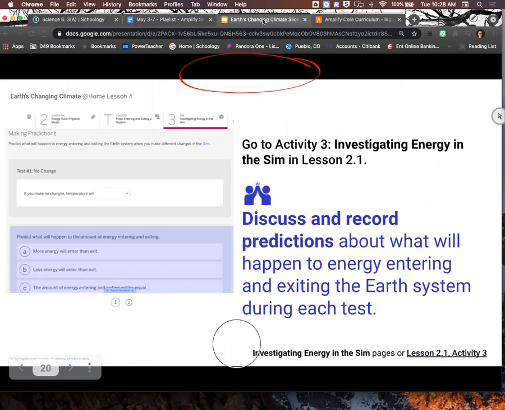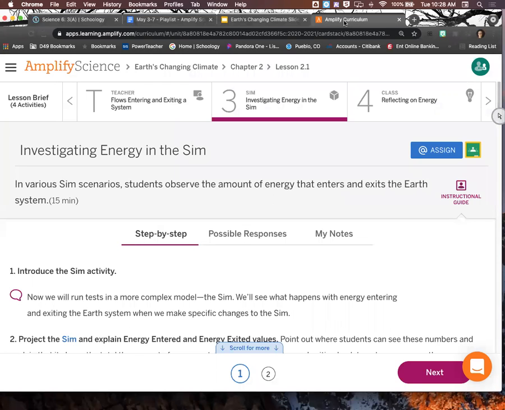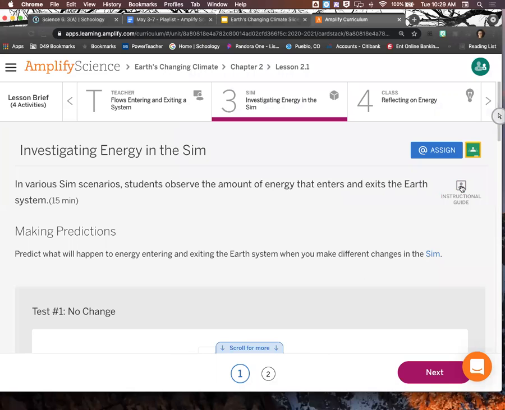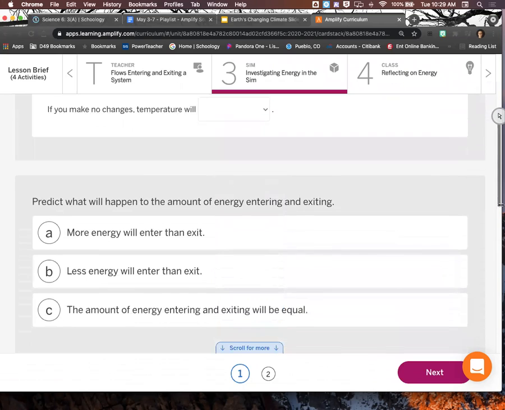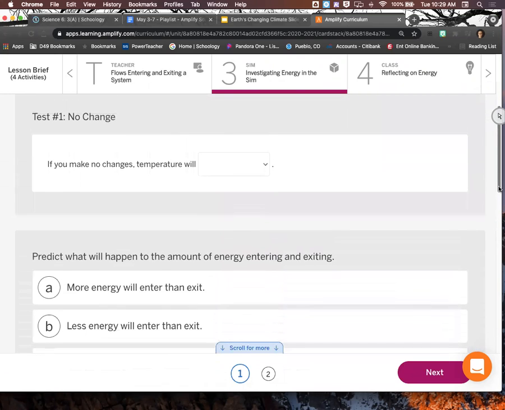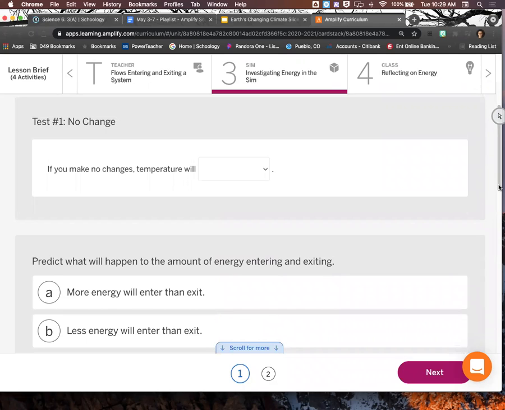We're going to make predictions about what will happen to energy entering and exiting the Earth system during each test. Let's go do that. Here we're in activity 3. We have a prediction to make. So in test number 1, no change. If you make no changes, the temperature will stay the same. Predict what will happen to the amount of energy entering and exiting.